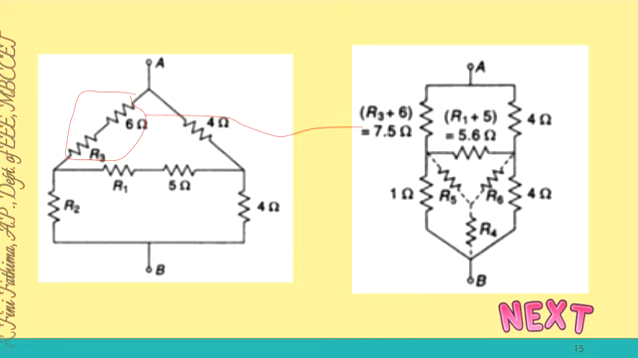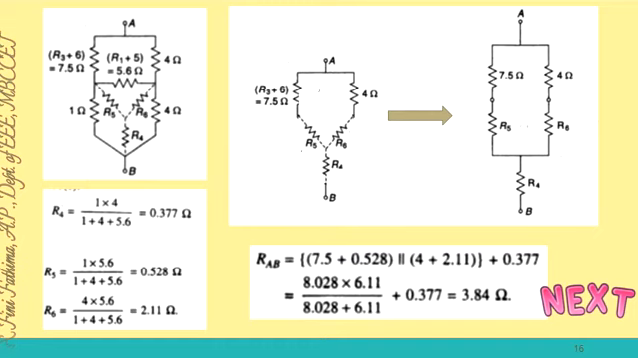Now again we are having a delta connection. Here one delta connection is there, as well as down also one more delta connection is there. So what I have done, I have converted the lower delta into a star connection. So how can I convert this lower delta into a star connection? We have to find out R4, R6 and R5.